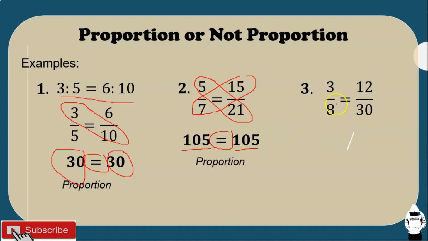Let's have another one. 3/8 is equal to 12/30. So, to identify if it is proportion or not, cross multiplication po yung gagamitin po natin.